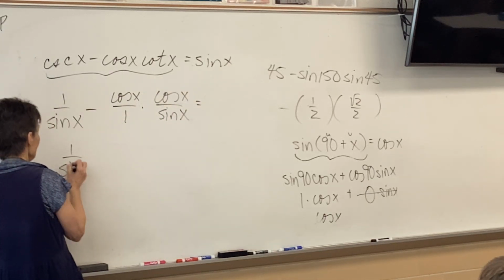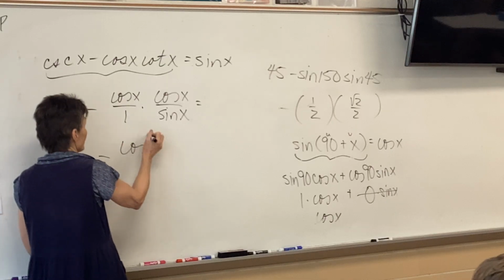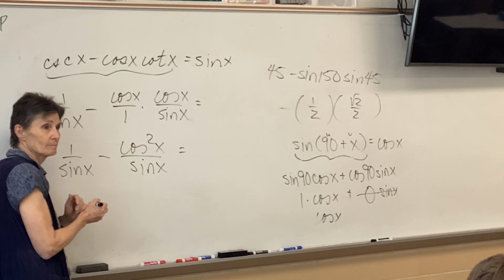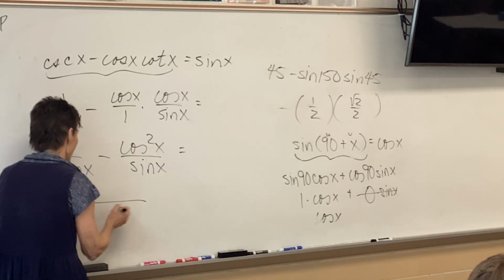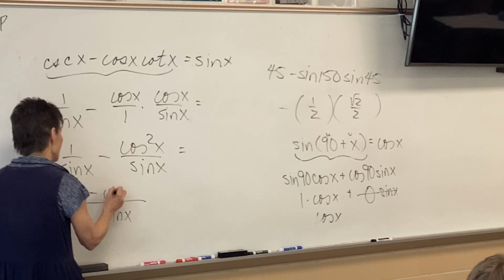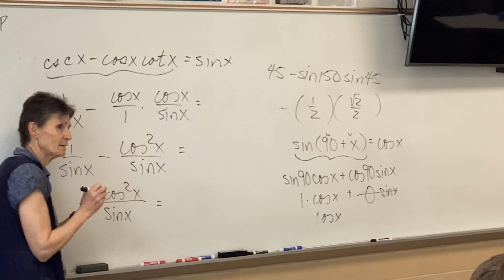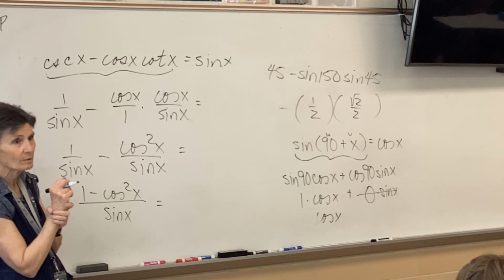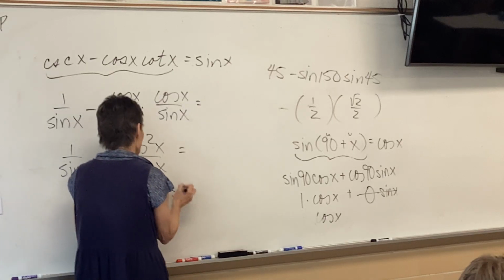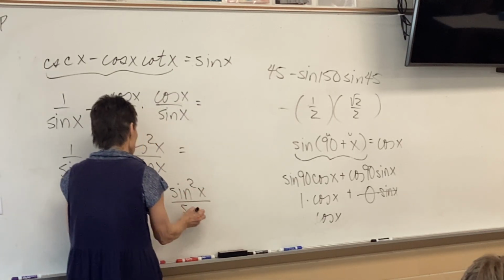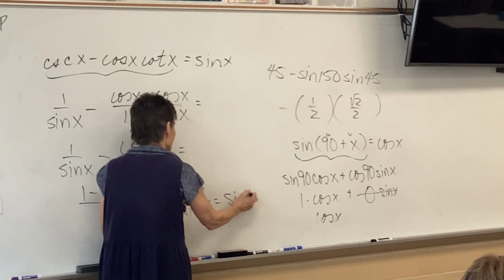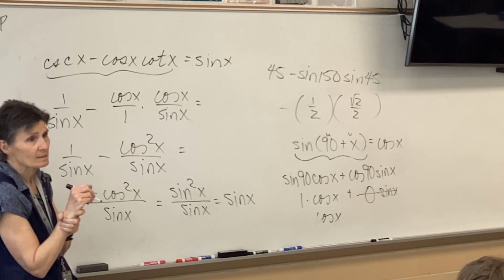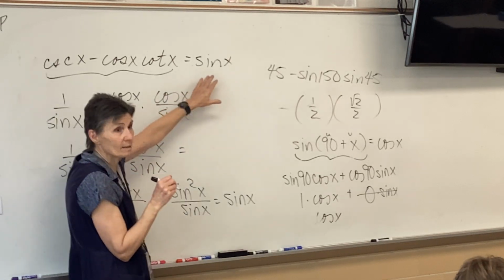So I have 1 over sine minus cosine squared over sine. And they have a common denominator, so I'll write it as 1 fraction. Wait a minute. What is 1 minus cosine squared? Sine squared. Remember, anything we talk about, if it isn't already on your sheet, you can add it to your sheet. And that's gonna cancel and give us sine, which is what we wanted.